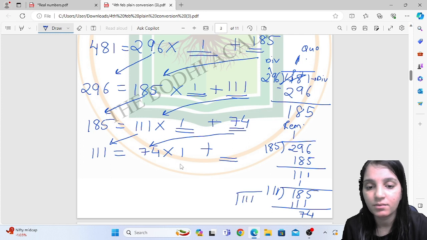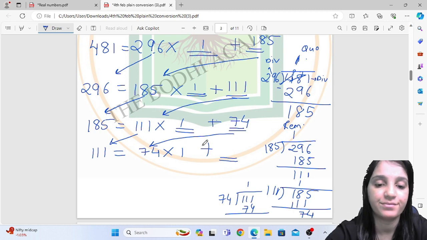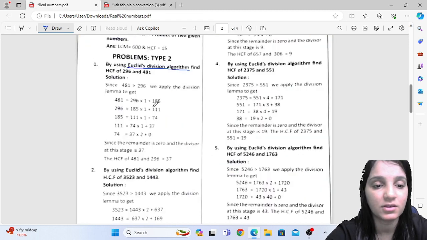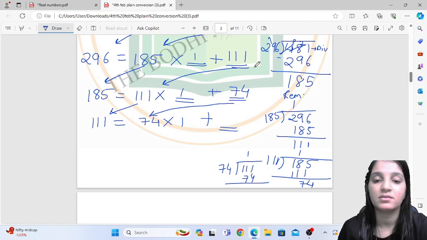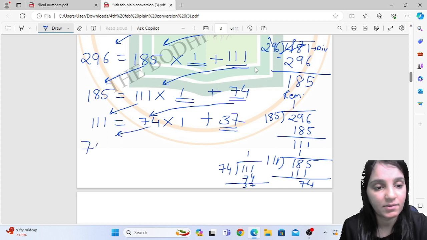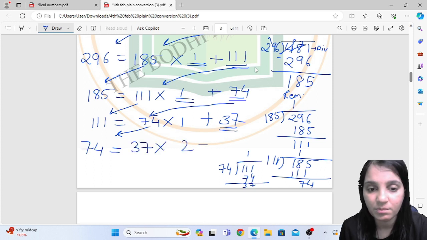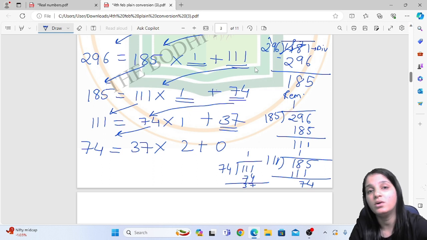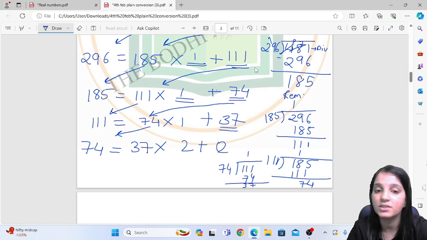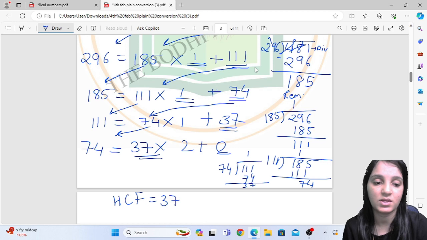Again 74 ones are 74. Here you will get 37. So this is your 37. This will come here, 74 equal to 37 into 2 plus 0. Now we have to go on till you get 0. Now we got 0 here. So your HCF is the previous divisor. So HCF is 37.